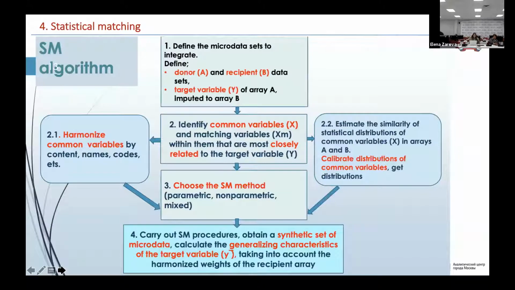Also, remember about a really important procedure, statistical matching. This procedure allows us to use 2 big databases and enrich one database with the information of the other. Of course, you have to do a lot of preparation work to harmonize common variables and to do it really carefully, but the results are really great.